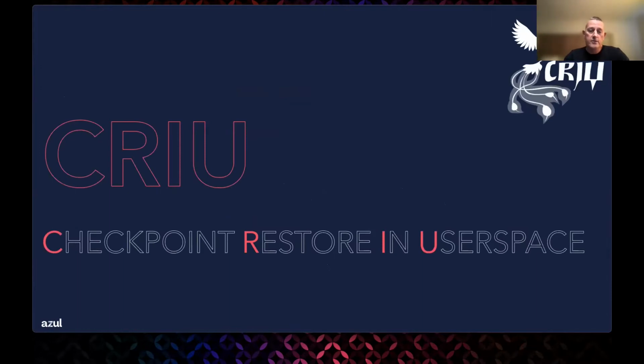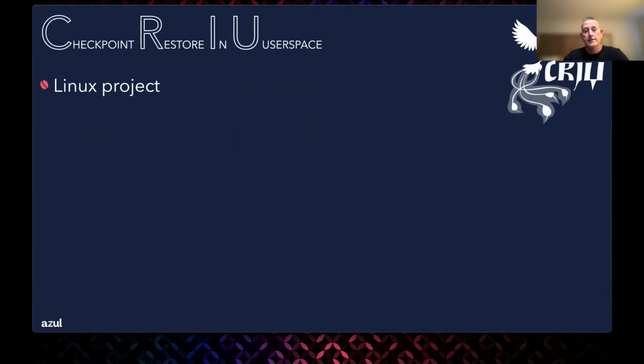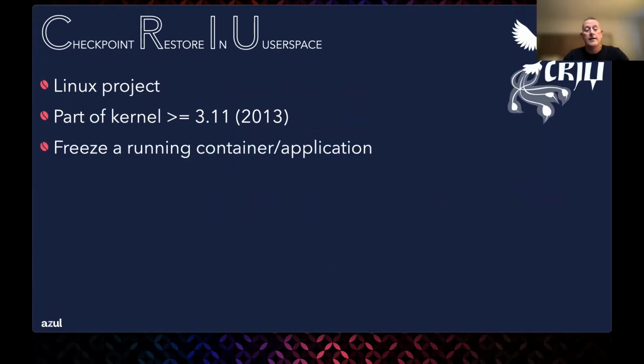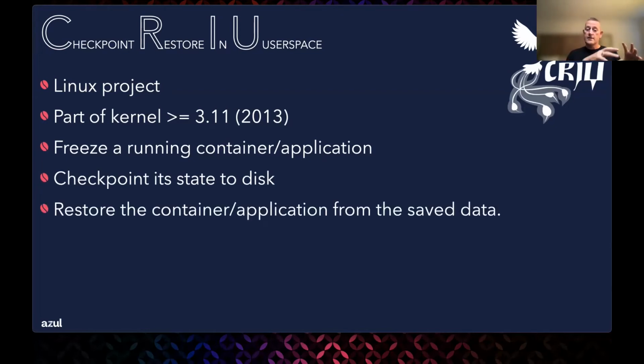There is a project called CRIU, which is Checkpoint Restore in User Space. It's a Linux project, and it's been part of the kernel since 2013 already, so it's been in the kernel for a long time. It freezes a running container or application, and then checkpoints the state of this application or container to the disk. Later, it can restore the application from this saved data back to memory. So that's the idea. In principle, this is nothing really new.